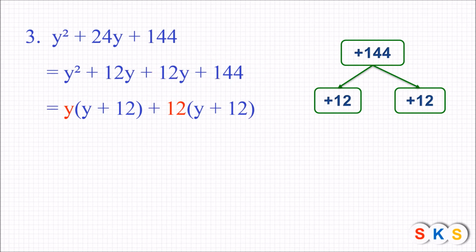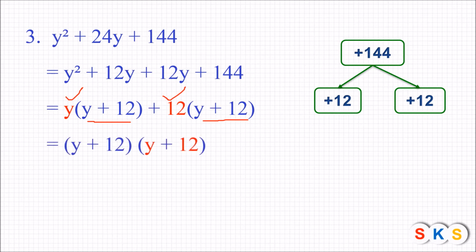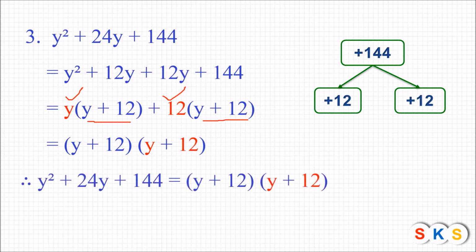Now what is common in these two groups? y plus 12. You can see that y plus 12 is common. That we will write in the first bracket, and what is left other than this? y plus 12, that we will write in the second bracket. So we will get here y plus 12 into y plus 12. So the factor of y square plus 24y plus 144 is y plus 12 into y plus 12.